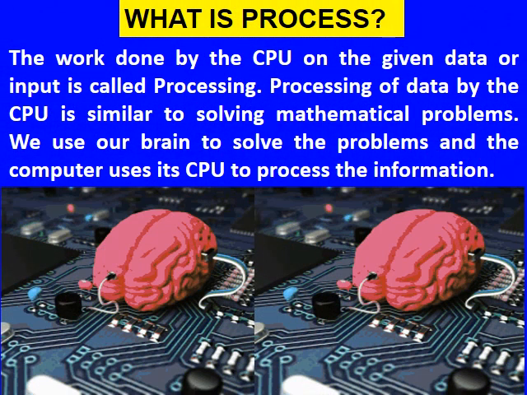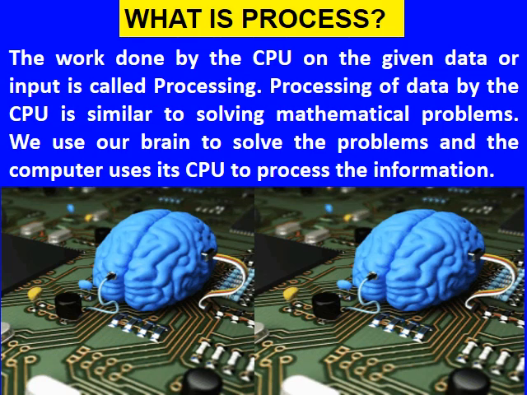What is process? The work done by the CPU on the given data or input is called processing. Processing of data by the CPU is similar to solving mathematical problems. We use our brain to solve the problems and the computer uses its CPU to process the information.